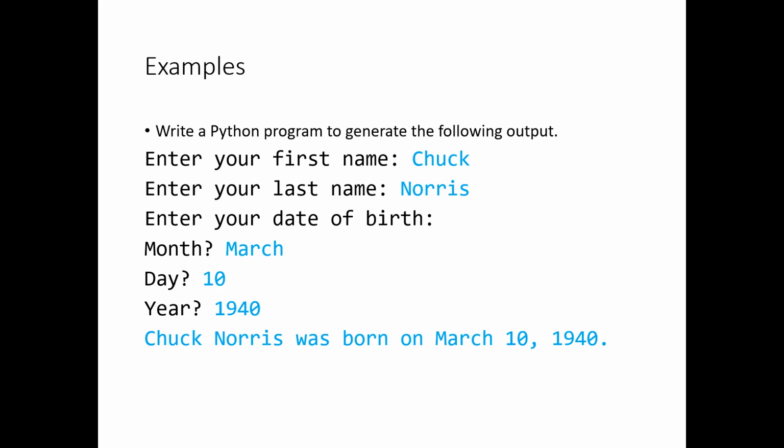So this is how the program works. First of all, it will print a message, enter your first name. Let's say the user types Chuck. Then you ask the last name, and the user types Norris. Then you display, enter your date of birth, and it will request the month. You provide the month, day, and then year. Finally, you have a message. Now my question is how many inputs and how many outputs, like how many input statements and how many print statements you need to develop this small program.